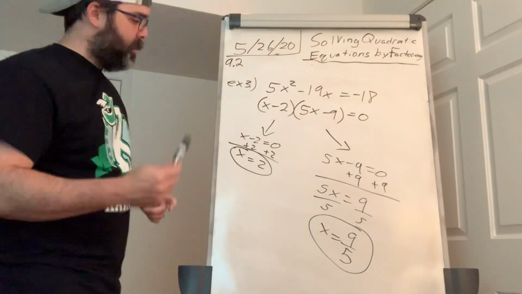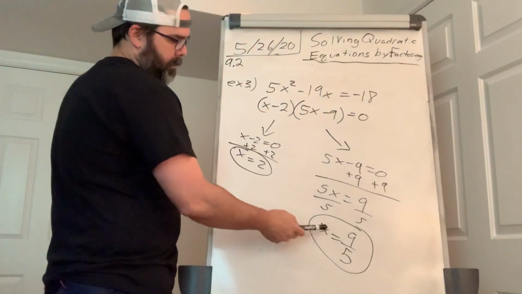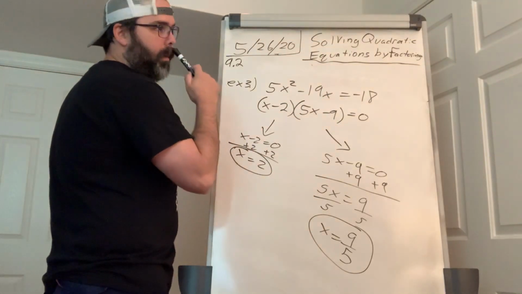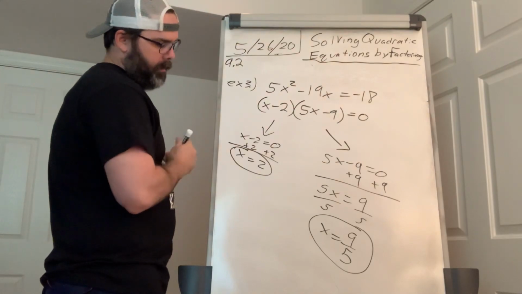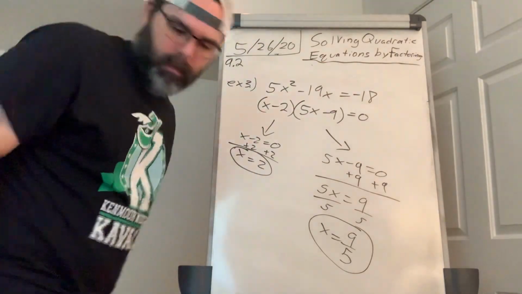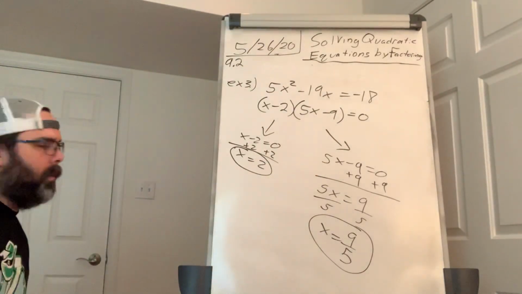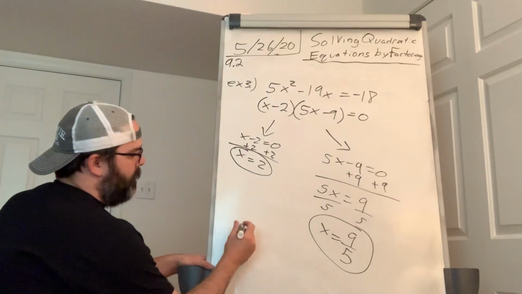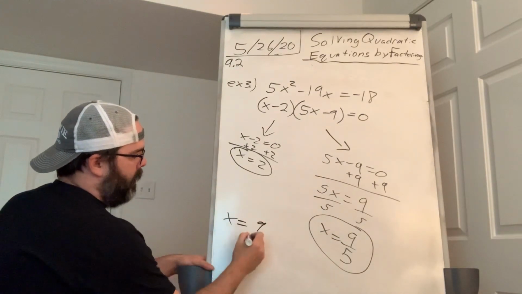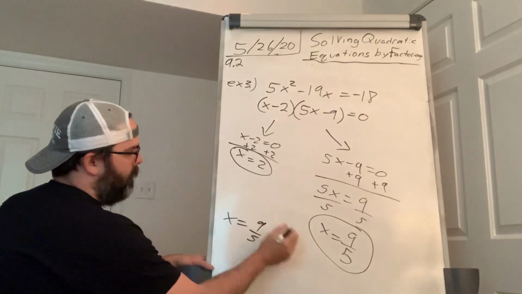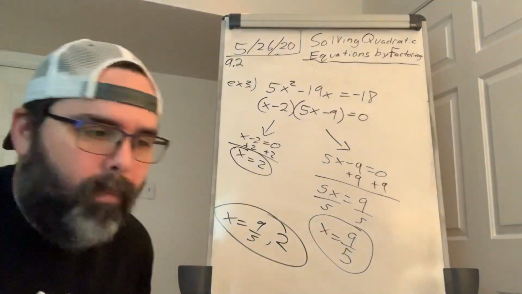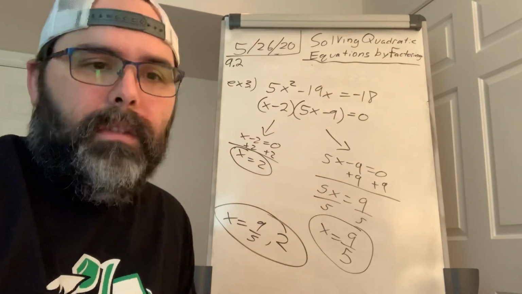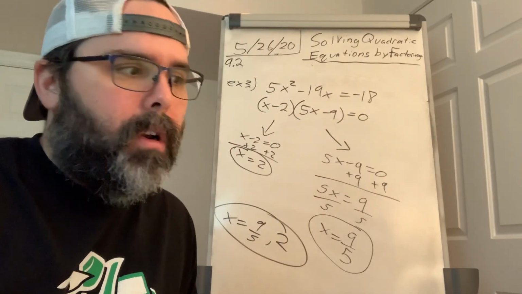Okay. So our answer is 5 goes into 9, 1 and 4/5. That's 1.8. So you can write it as a, I think it wants it as a fraction on your homework. So just leave it as 9/5. X equals 9/5 and 2. That's your answer. Okay. Any questions so far?